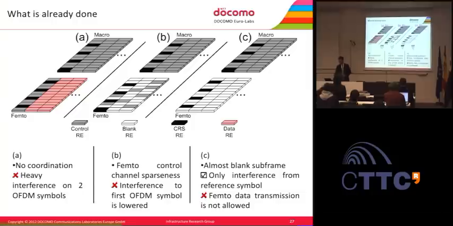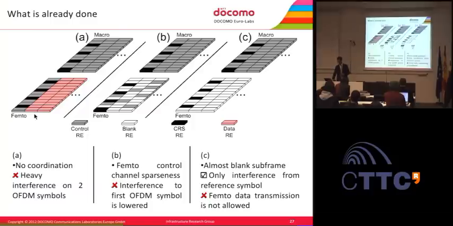Okay, so this is just another recap of what we can and cannot do. In this figure, we have the macro layer on top and the femto layer down. Typically the femto layer should be serving much less users than the macro layer, so its control channel should be thinner. I assume here that it's 1 OFDM symbol long, and in the macro layer, it's 3 OFDM symbols long.